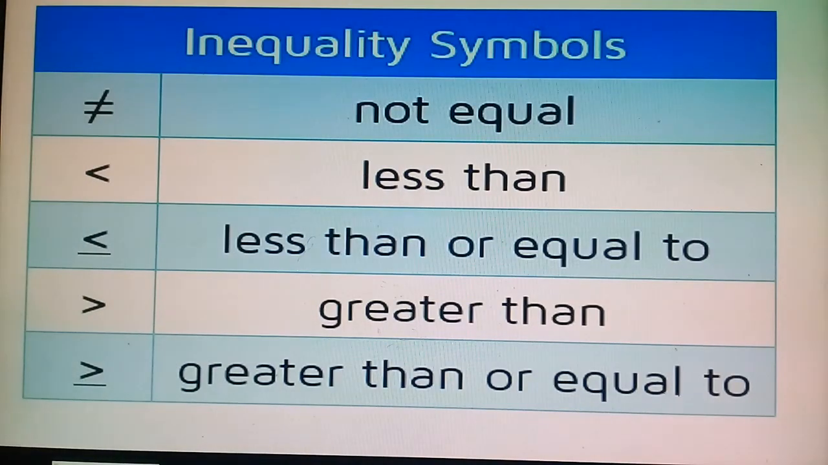First of all, we need to know these basics, the inequality symbols. We have symbols in the inequalities. Symbol number 1 means not equal to. Symbol number 2 means less than. Symbol number 3, less than or equal to. Symbol number 4, greater than. Symbol number 5, greater than or equal to. We have to know these basic symbols on the inequalities.